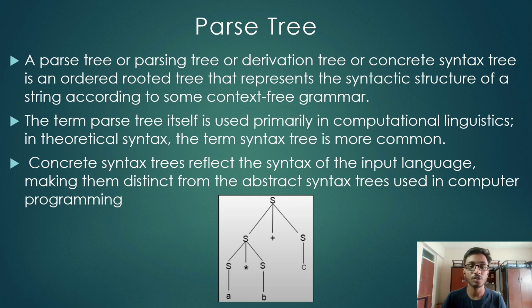Parse tree. A parse tree or parsing tree or derivation tree or concrete syntax tree is an ordered rooted tree that represents the syntactic structure of a string according to some context-free grammar. The term parse tree itself is used primarily in computational linguistics. In theoretical syntax, the term syntax tree is more common. Concrete syntax trees reflect the syntax of the input language, making them distinct from the abstract syntax tree used in computer programs.